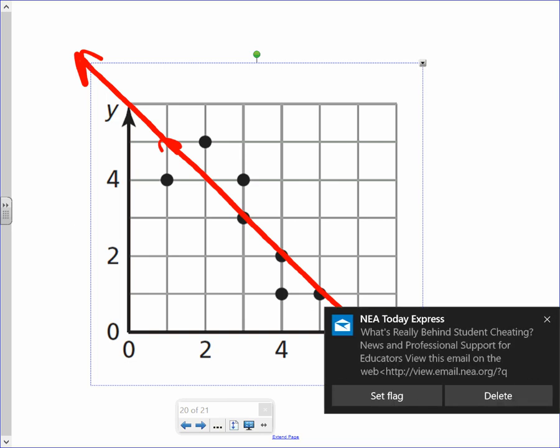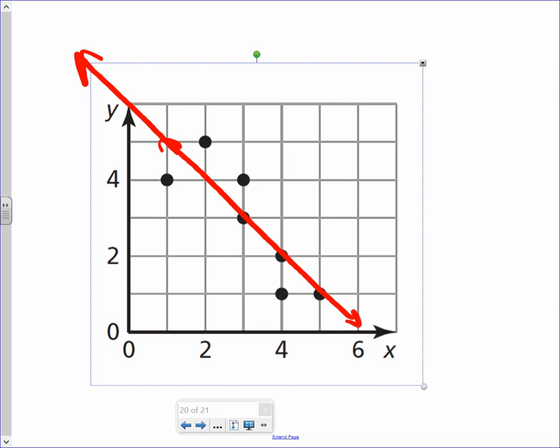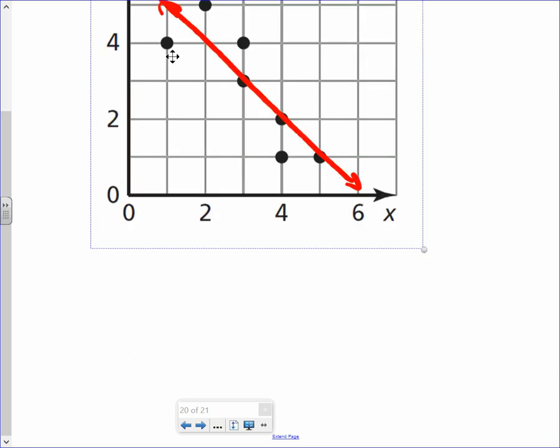Looks fair. Again, your line may be a little bit different than mine, and that's okay because this is all approximation. Approximately, what's the line of best fit? This looks good to me. Let's write the equation now. Here we go.